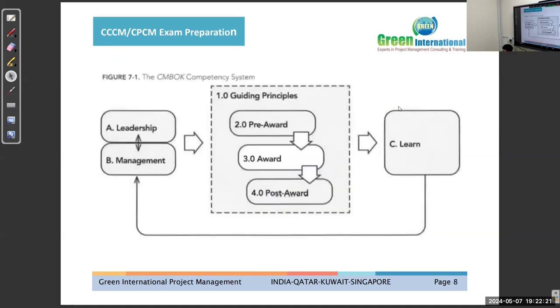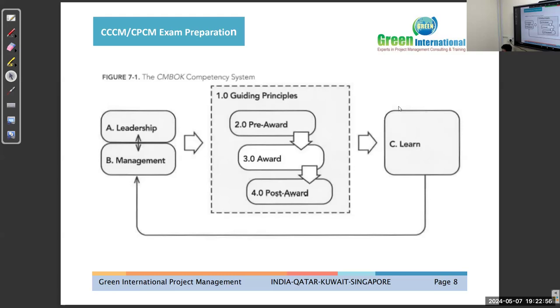This is the slide we went through earlier. This is the basic structure of the SIMBOK competency system. Whoever is going to attend the exam must study this picture also and practice it in multiple ways. How do the guiding principles work and how do they cover the overall phases of contract management? You have to understand this, and you have to do self-study also.